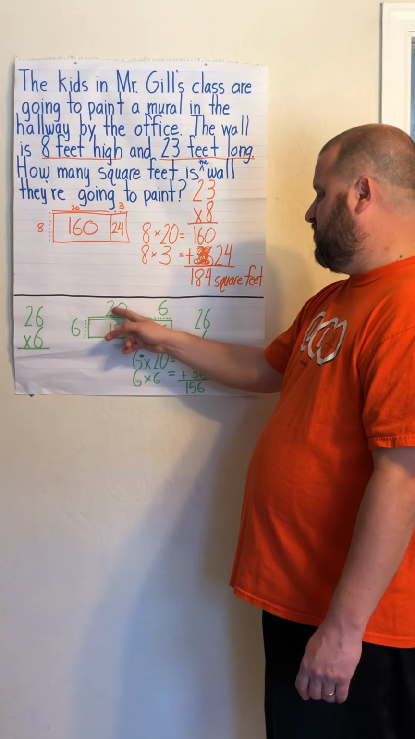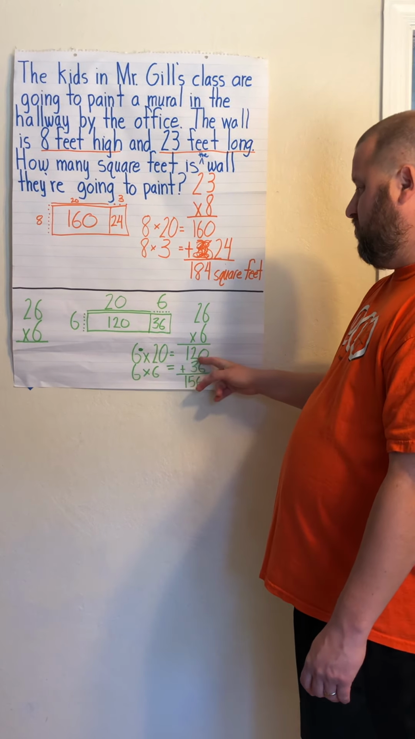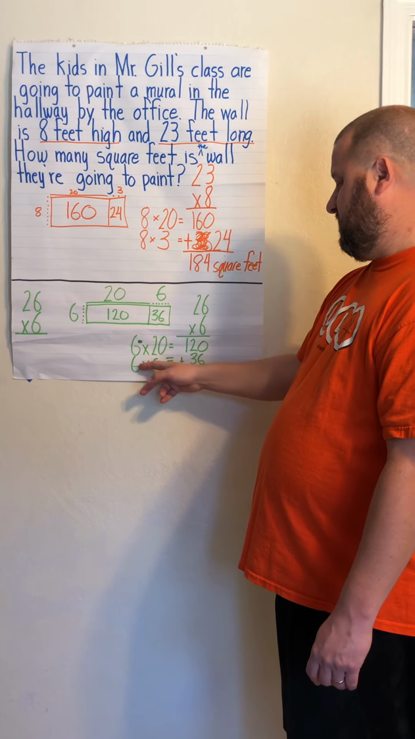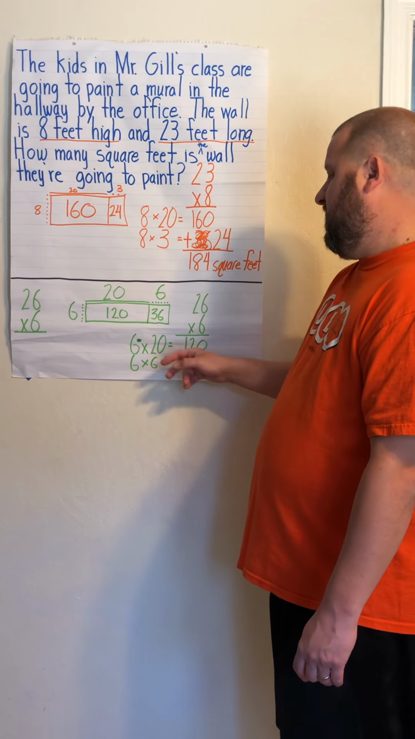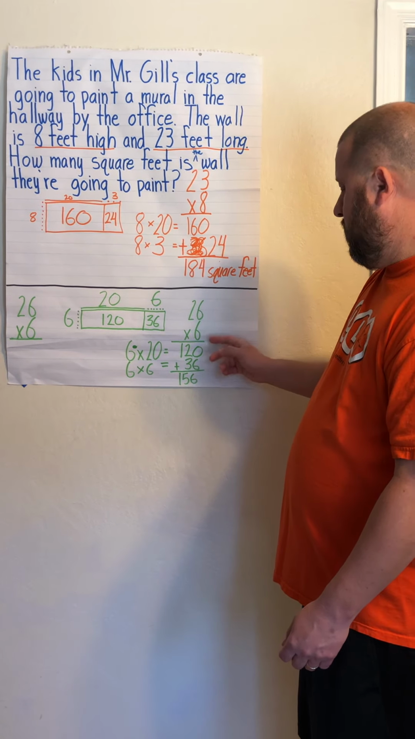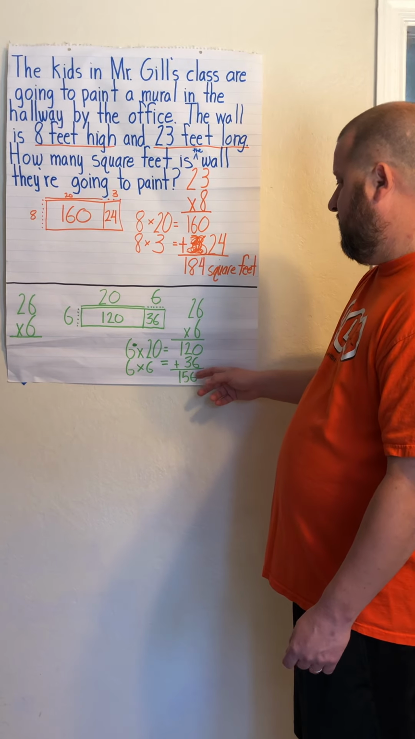So 6 times 20 is 120. 6 times 6 is 36. And then, like we did with our area models, we're adding them together, and 120 plus 36 would give me 156.